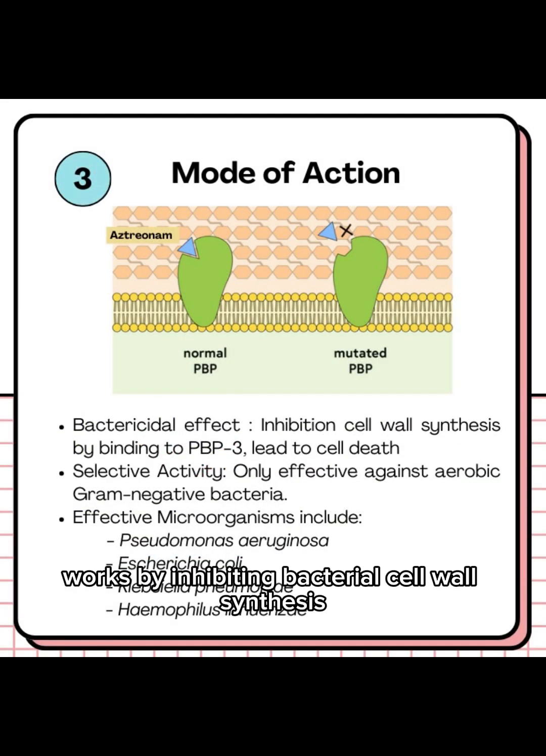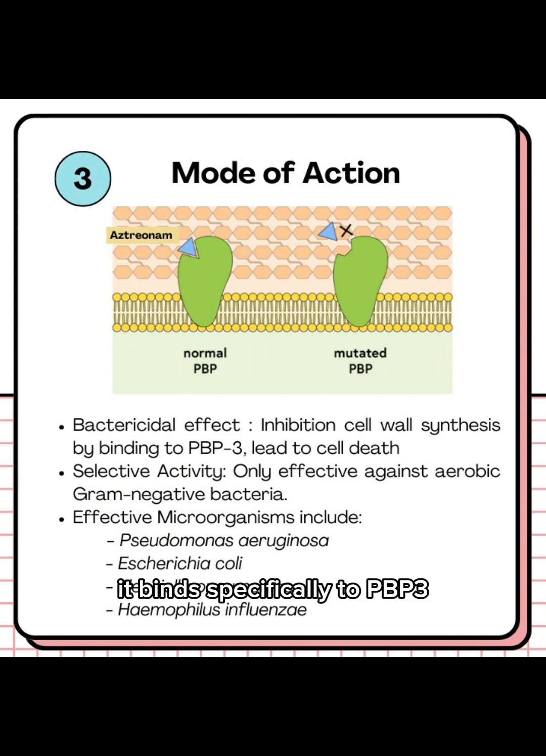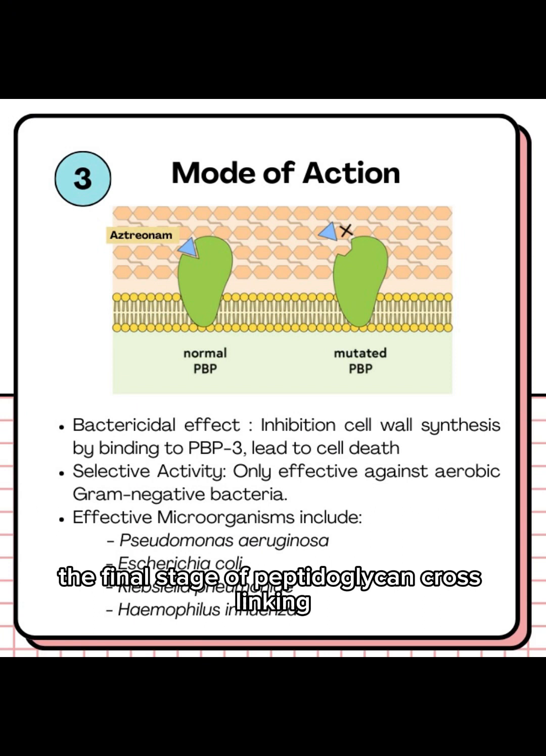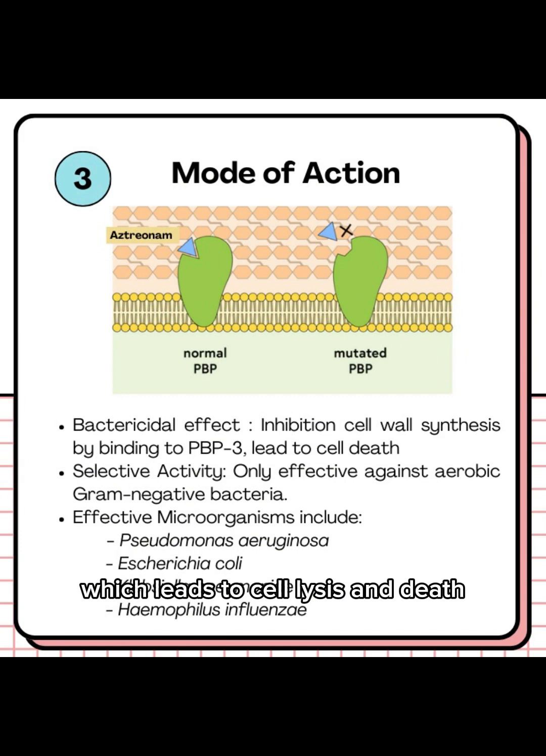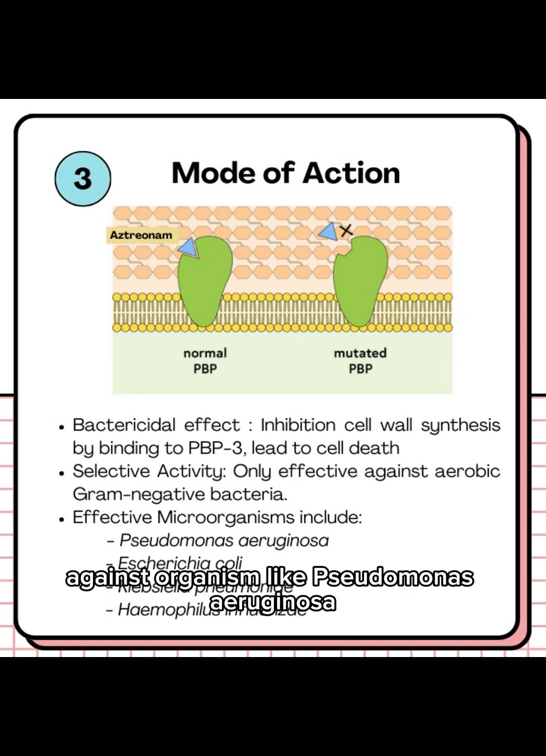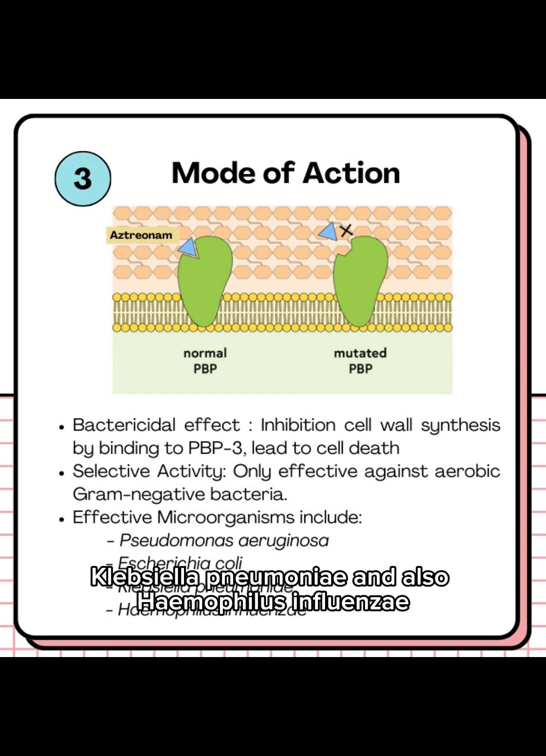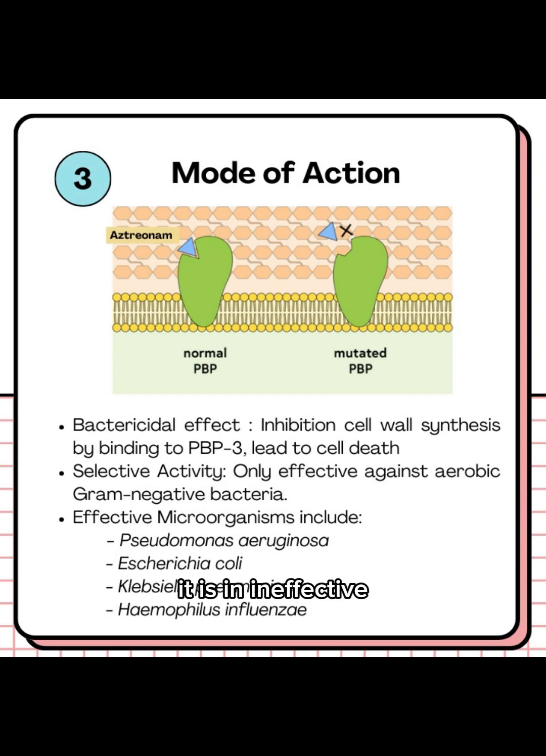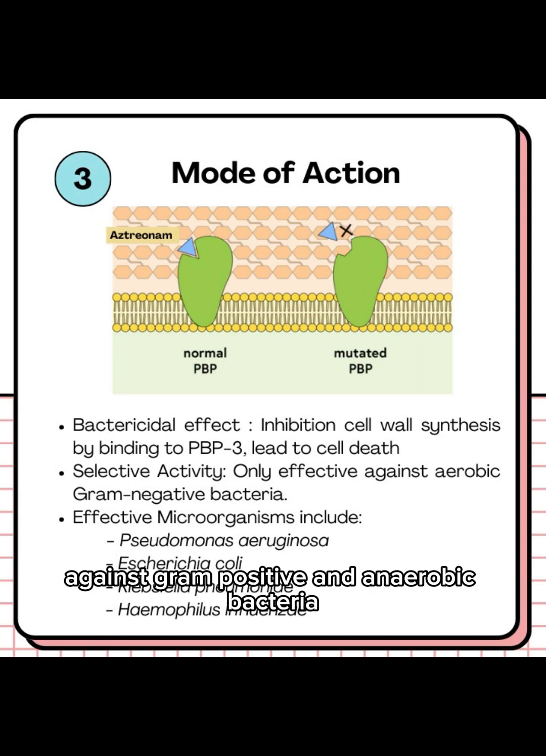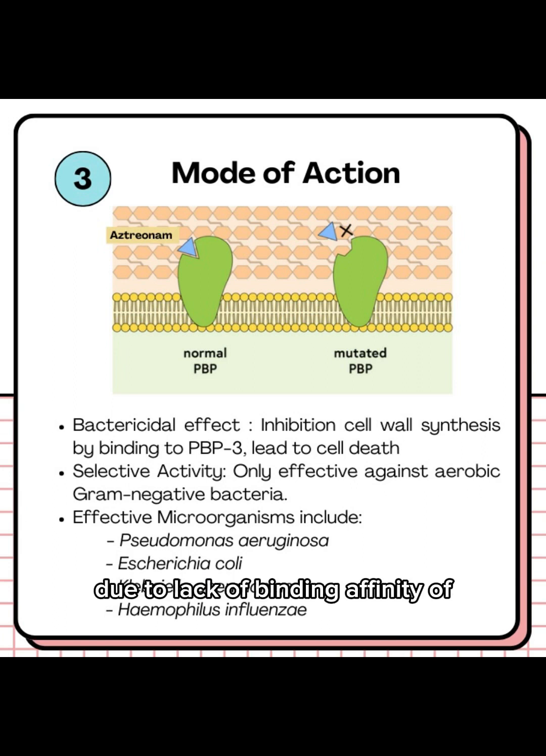Next, Aztreonam works by inhibiting bacterial cell wall synthesis. It binds specifically to the PBP3 site, disrupting the final stage of peptidoglycan cross-linking, which leads to cell lysis and death. Its selective action against gram-negative aerobes makes it effective against organisms like Pseudomonas aeruginosa, E. coli, Klebsiella pneumoniae, and also Haemophilus influenzae. It is ineffective against gram-positive and anaerobic bacteria due to lack of binding affinity or structural barriers.